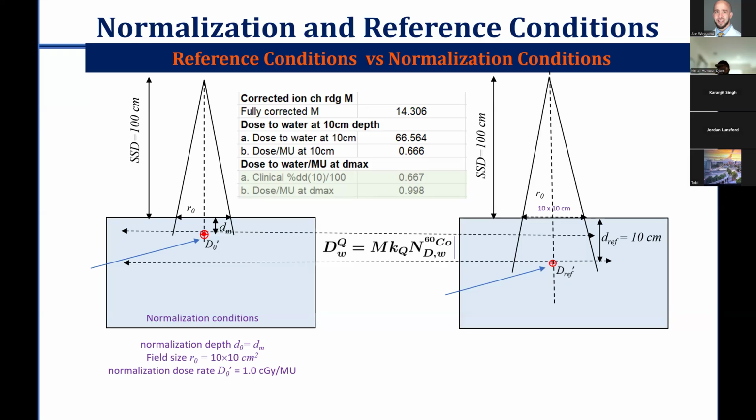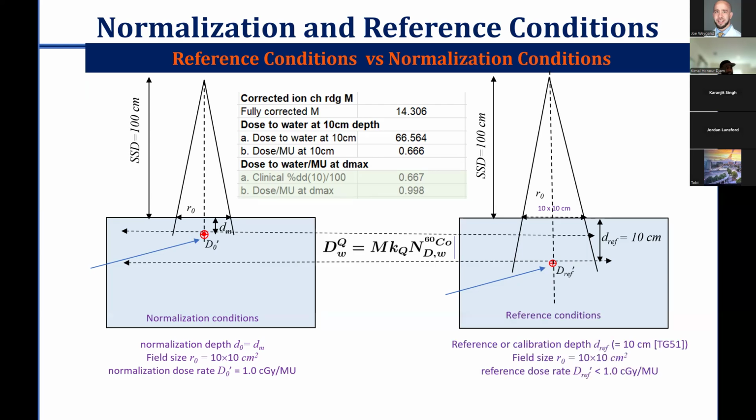I was just looking at the data from the Radiological Physics Center in San Antonio. It indicates that 90% of clinics that they monitor typically perform their dose normalization at Dmax rather than at 10 cm, which is allowed within the protocol as long as the normalization depth is at or beyond Dmax to account for electron contamination.